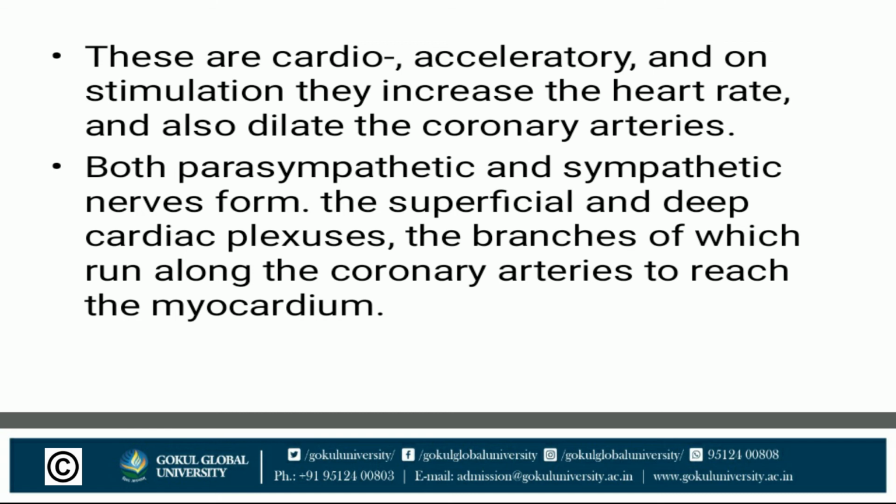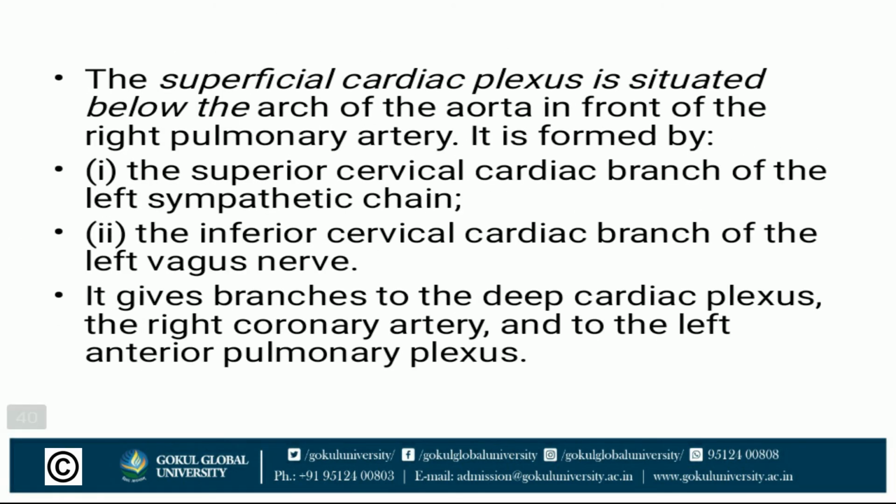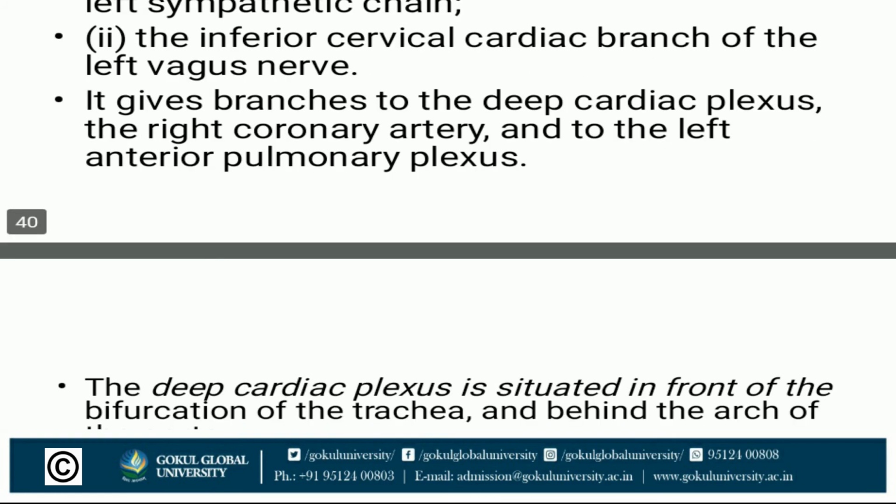Both parasympathetic and sympathetic nerves form the superficial and deep cardiac plexus, the branches of which run along the coronary arteries to reach the myocardium. The superficial cardiac plexus is situated below the arch of the aorta, in front of the right pulmonary artery. It is formed by the superior cervical cardiac branch of the left sympathetic chain and the inferior cervical cardiac branch of the left vagus nerve. It gives branches to the deep cardiac plexus, the right coronary artery and the left anterior pulmonary plexus.